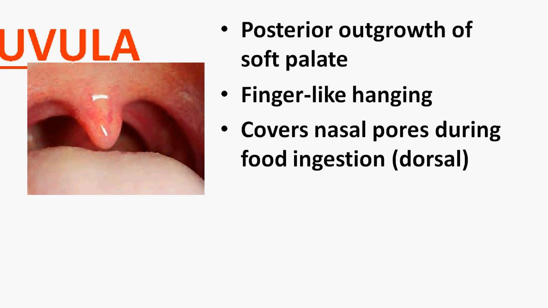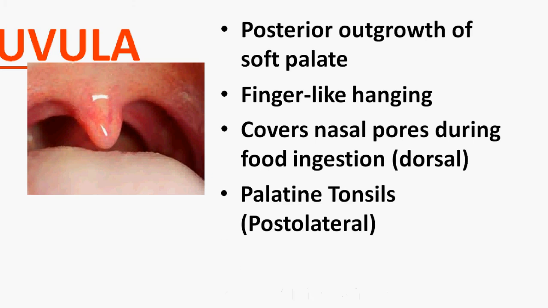Now the point is, what is its function? We know that there are nostrils above our lips, and from the nostrils we are inhaling the air inside, which then leads to the nasal passage. So there are some pores present on the dorsal side of this uvula, because it is joined with the nasal passage. While we are swallowing our food, it prevents the entry of food in that passage. So it covers the nasal pores through this uvula while we are swallowing.